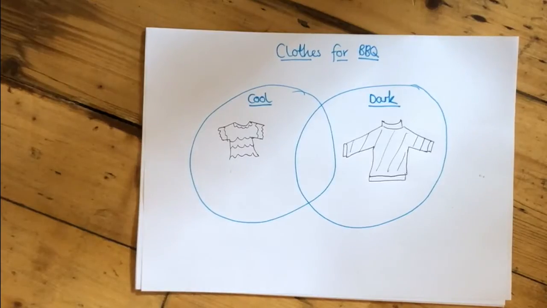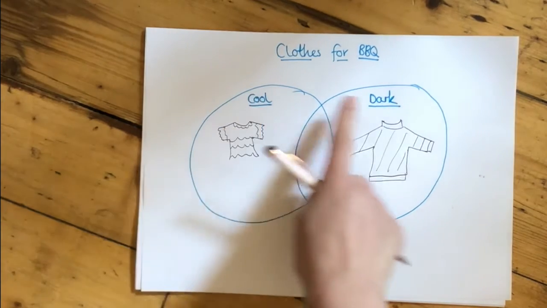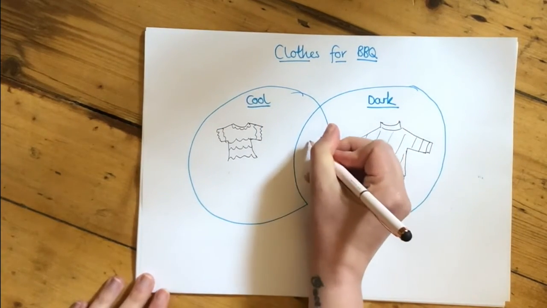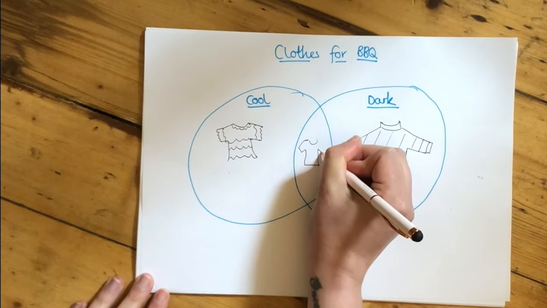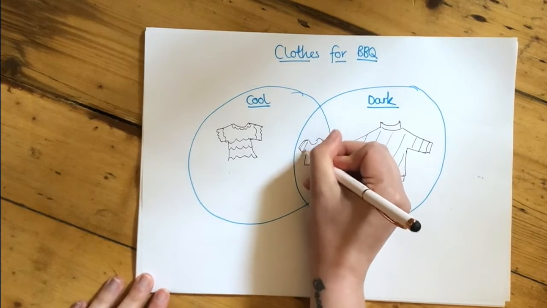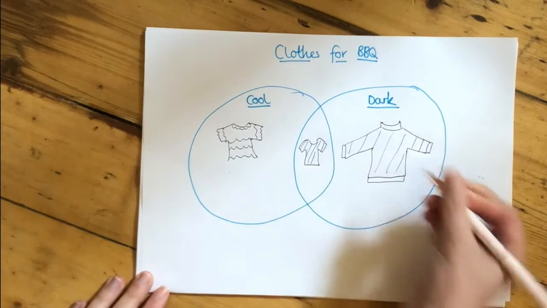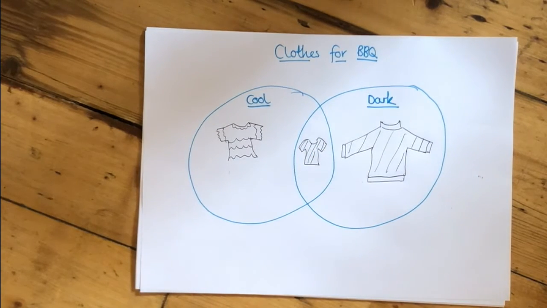Last but not least, we have this lovely fetching black t-shirt. Now let's have a look at the diagram. It's both cool and dark. That means that it fits in this little space in the middle. It wouldn't go in the cool category, it wouldn't go in the dark category because it's both. So that means it's joined in the middle.